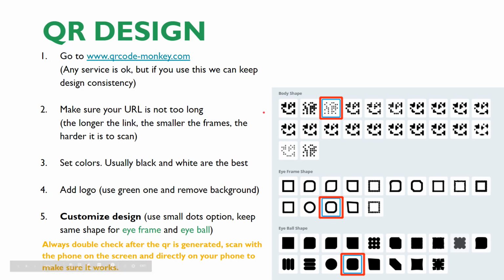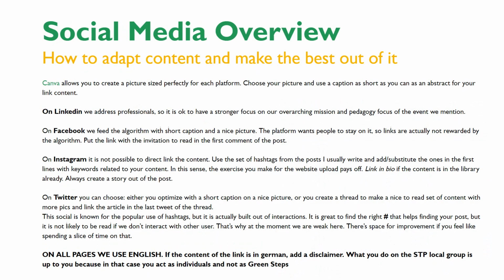Once the QR is generated, you double check using your phone. You upload the QR picture on your phone and you scan it from the phone itself. So if after your check it's okay, then you know that it's working.